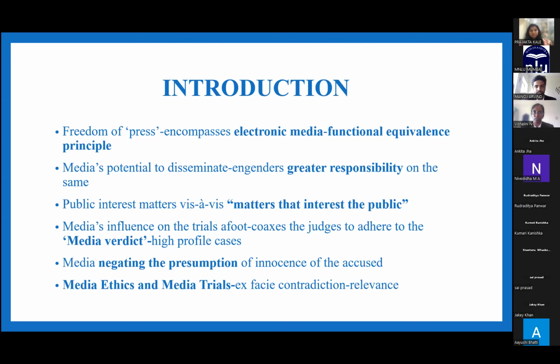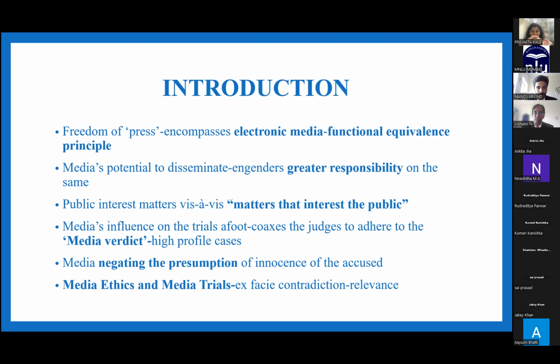One of such powerful influences is the media trial, which has the potential to subvert the justice delivery mechanism of the nation itself. This is especially conspicuous when we look at various high-profile cases where the TV channels vie for delivering their own verdict before the actual court delivers its own verdict. Such propaganda will always have an impact on judges, albeit at a very subconscious level.